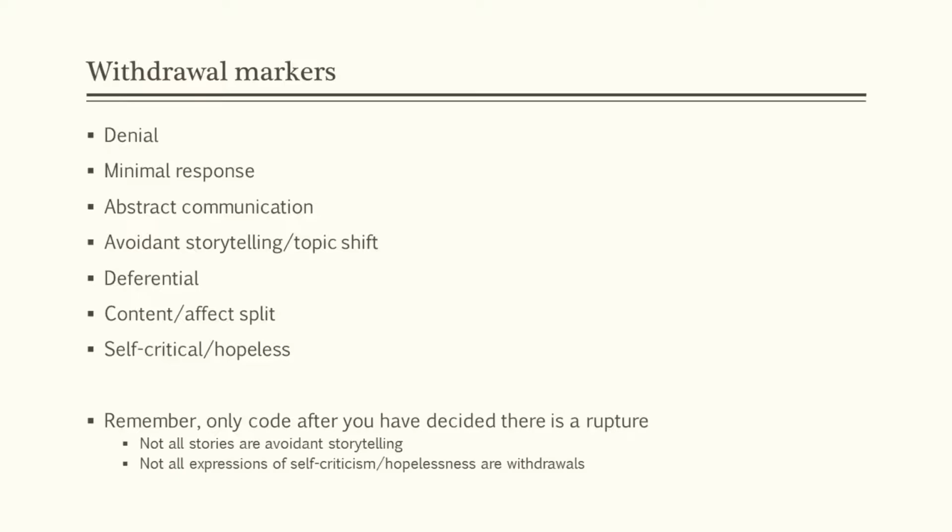The next code is content-affect split. So this is when the content of what the patient is saying is discrepant from their affect. Most commonly, you'll see this when the patient is talking about something really upsetting or distressing, and the patient's smiling or laughing. It's a way of moving away from really honestly communicating to the therapist how they really feel. So it gets in the way of the therapist understanding how the patient feels, because they're sending these mixed messages.